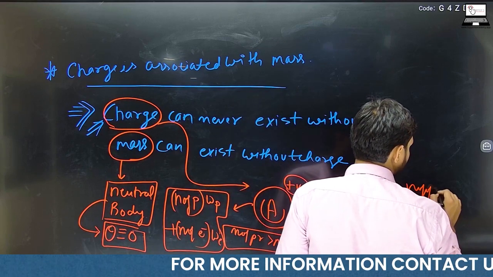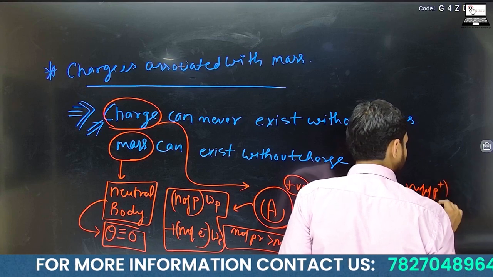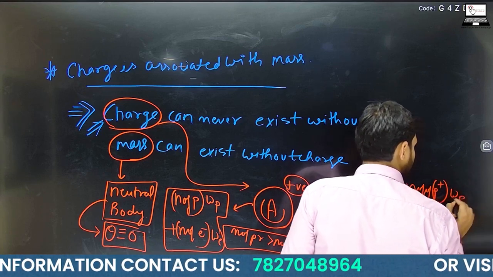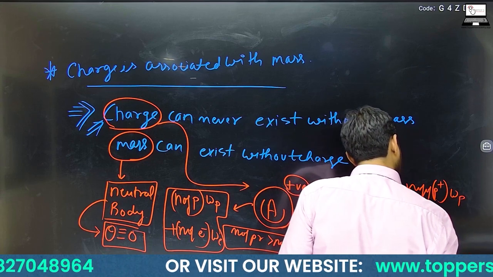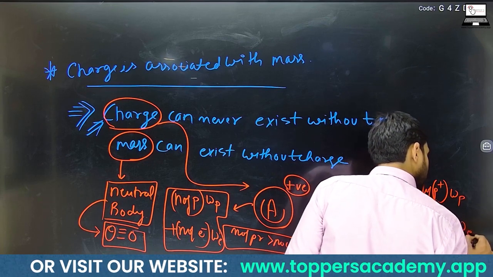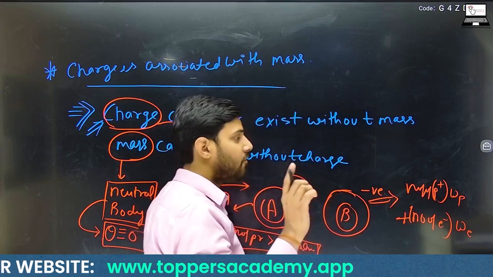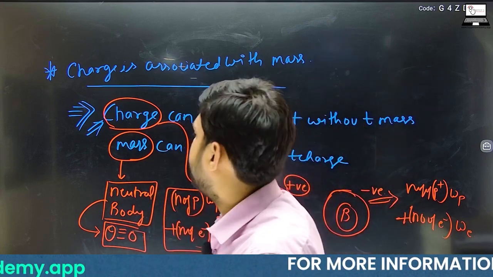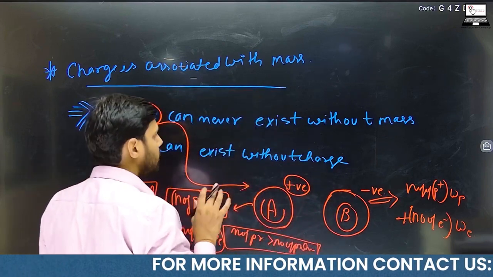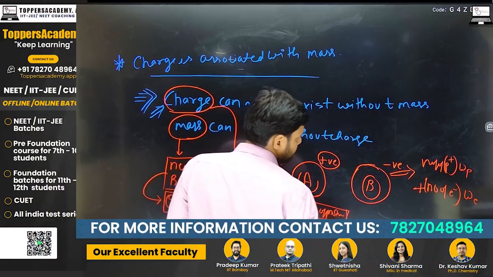Number of total protons times the weight of a proton, plus the total number of electrons times the weight of an electron. Clear? This is the first way to understand the association of mass with the charge.